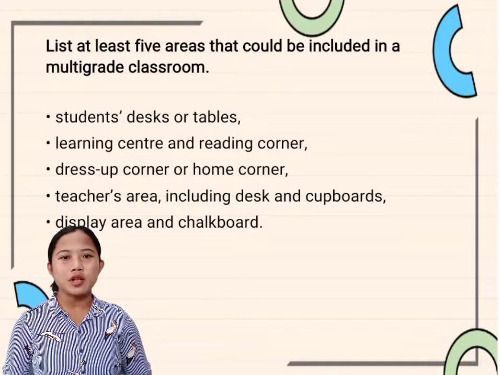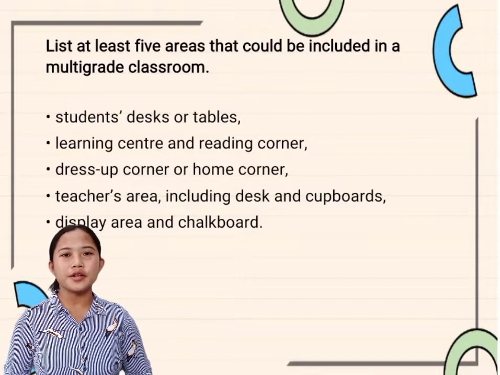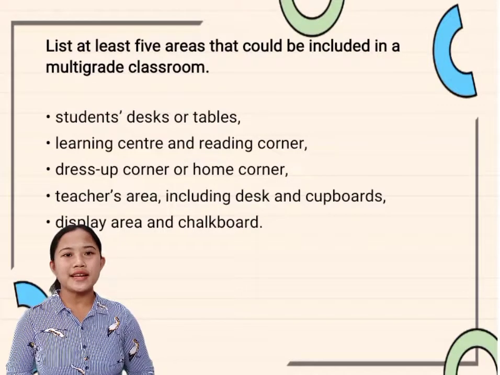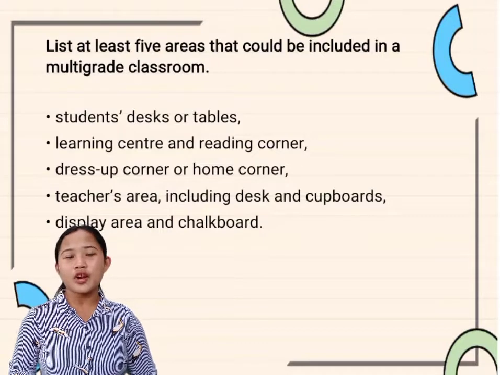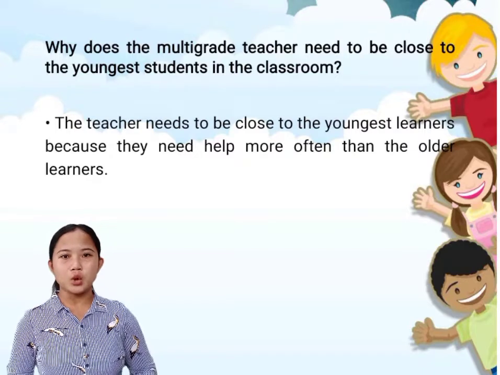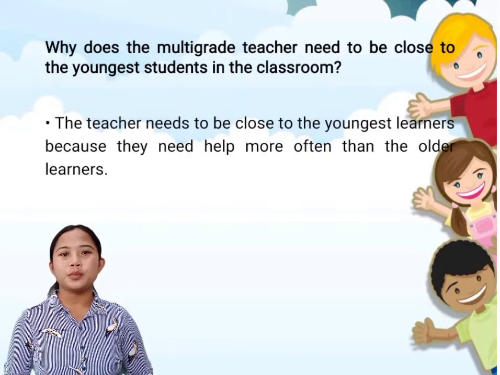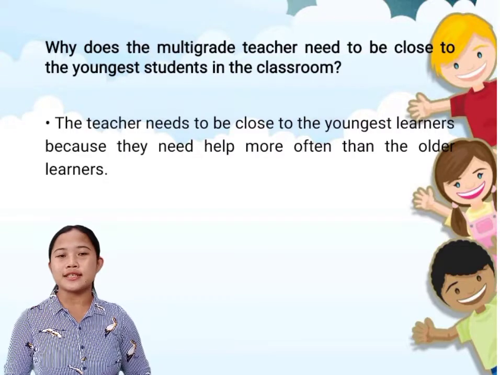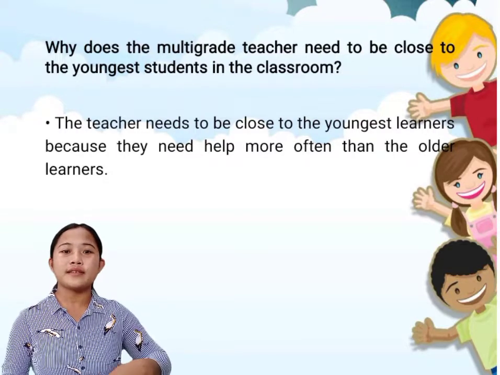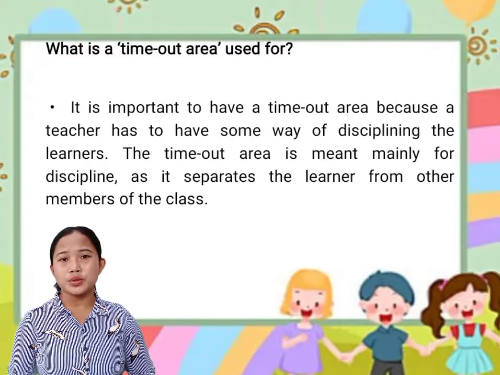Students' desks or tables, learning center and reading corner, dress-up corner or home corner, teacher's area including desk and cupboards, display area and chalkboard. And why does the multi-grade teacher need to be close to the youngest students in the classroom? The teacher needs to be close to the youngest learners because they need help more often than the older learners. What is a timeout area used for?